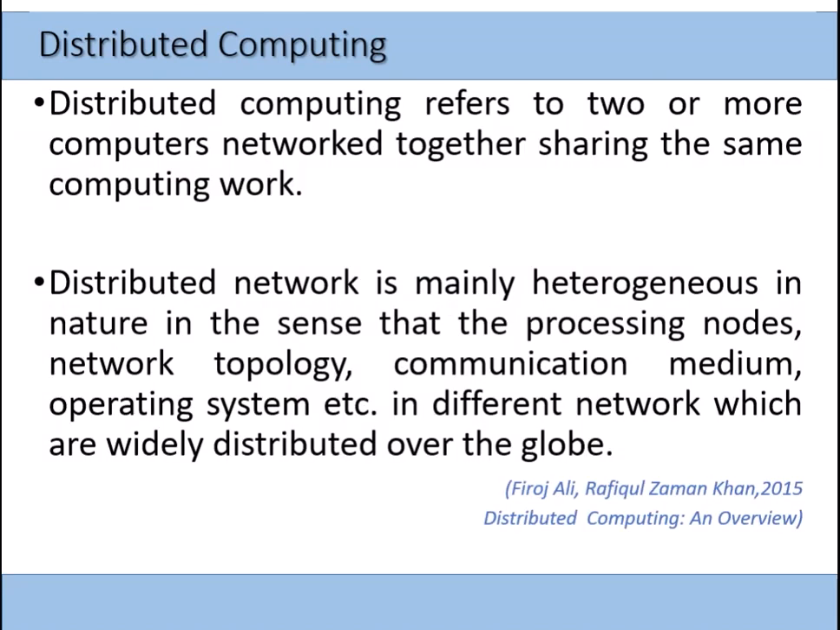Distributed computing refers to two or more computers networked together, sharing the same computer work. A distributed network is mainly heterogeneous. There are two terms used, homogeneous and heterogeneous. A distributed network is heterogeneous in nature, in the sense of the processing nodes or computers and the network topology. What is network topology?